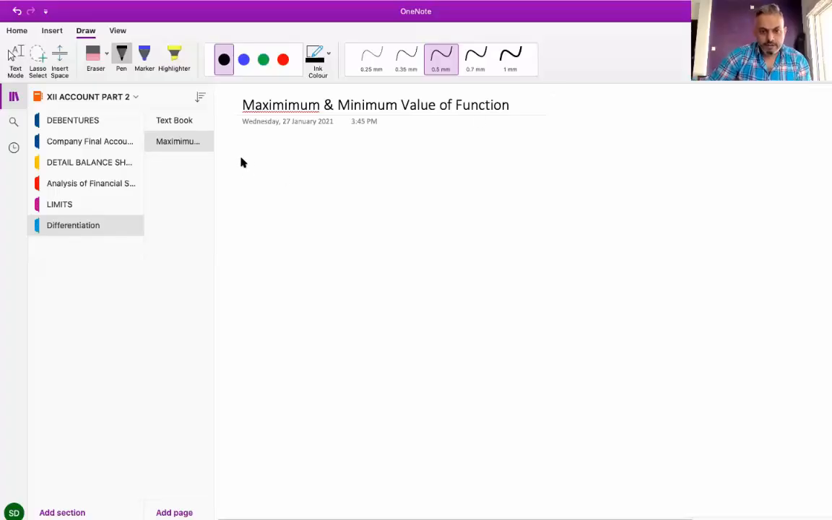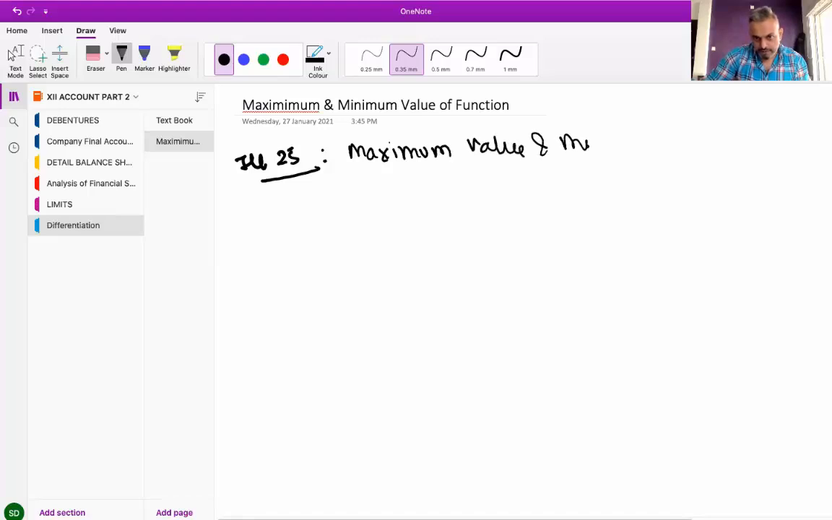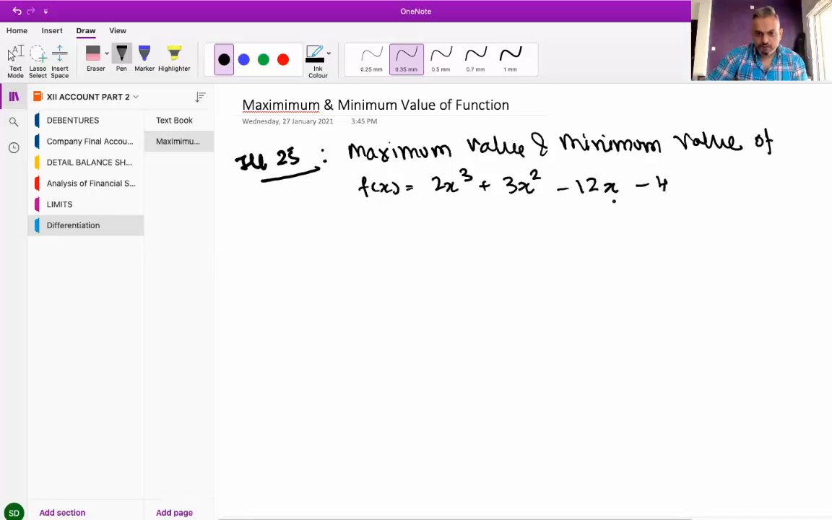Now we will be doing illustration number 25. We have to find the maximum value and minimum value of the function f(x) = 2x³ + 3x² − 12x − 4. So this is the question with us.